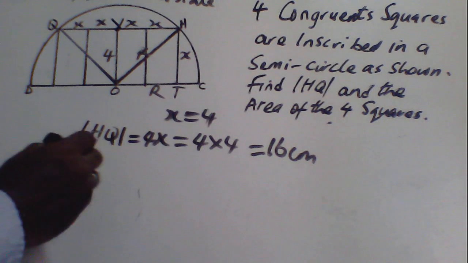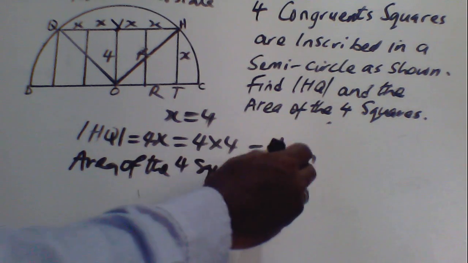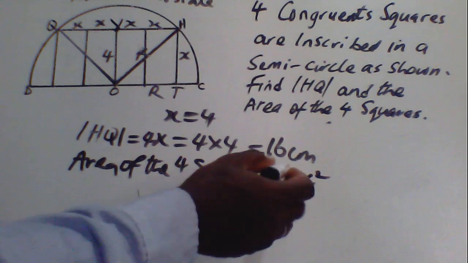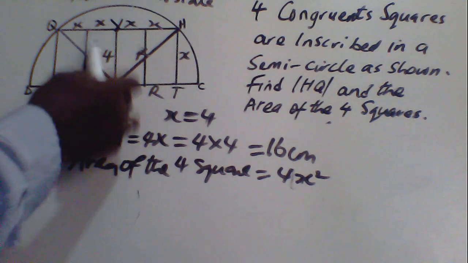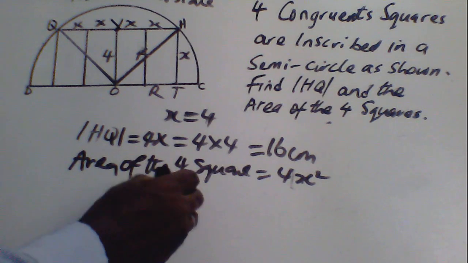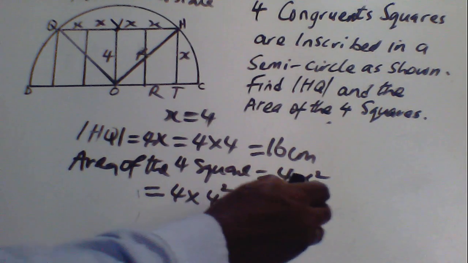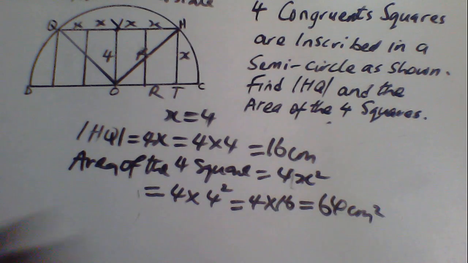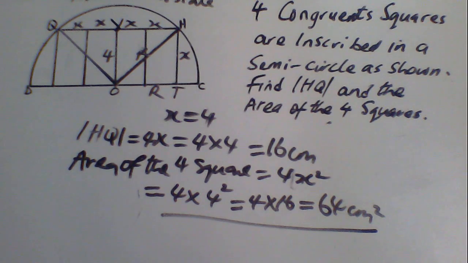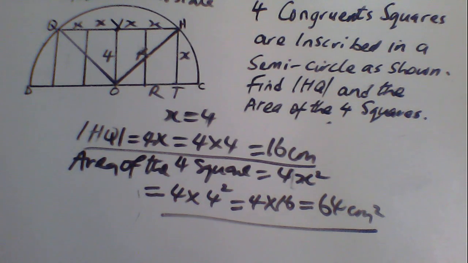The area of the four squares is equal to 4 times the area of one of the squares, which is equal to 4x squared. Because we are looking for the area of squares 1, 2, 3, 4, it will be 4 times the area of one of them. So 4 times x squared is 4 times 16, and we have 64 cm squared. So the area of the four squares is equal to 64 cm squared, and the value of HQ is equal to 16 cm.